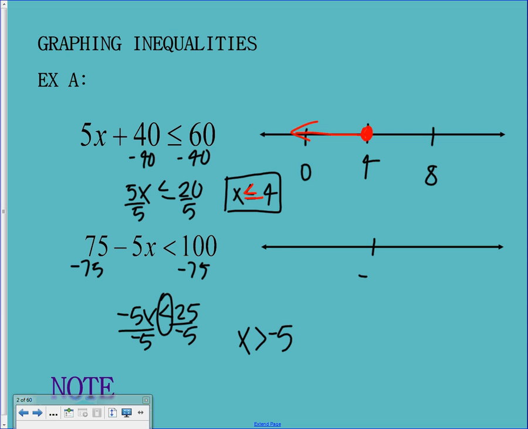So again, I'm going to put negative 5 in the middle. I'll put a number smaller on the left, number bigger on the right. Just be careful with your negatives. That means 0 is on the right side here. Greater than is an open dot, and it's pointed to the right. So I'm graphing to the right.